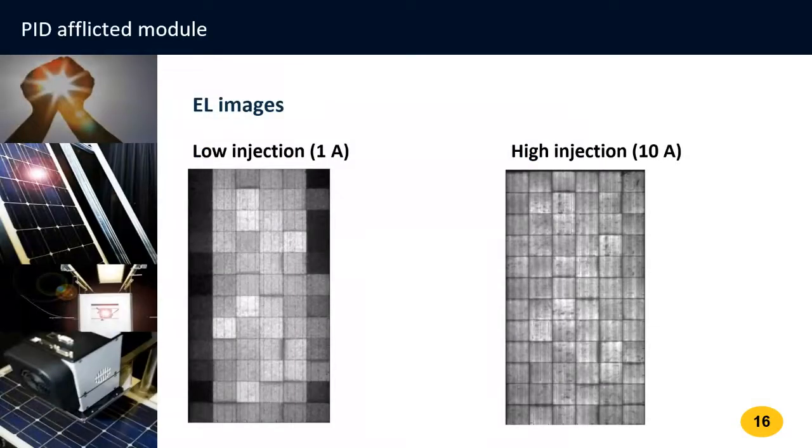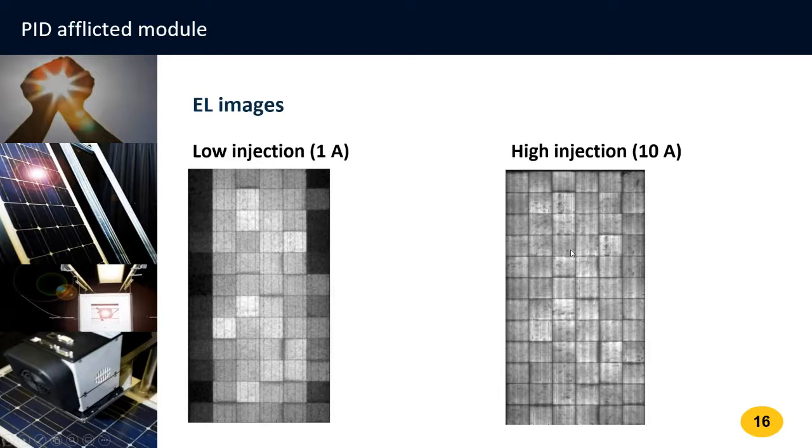If you look at the EL images of this module, you can see there is a very interesting pattern with regards to the low injection level, or low EL. At 1 amp, as I said before, the voltages of the cells are directly related to the average emission from the cell. So you can see that these cells on the left and on the right have a substantial average decrease relative to the rest of the module. Even the upper edge and the lower edge seem to have some sort of decrease in voltage.